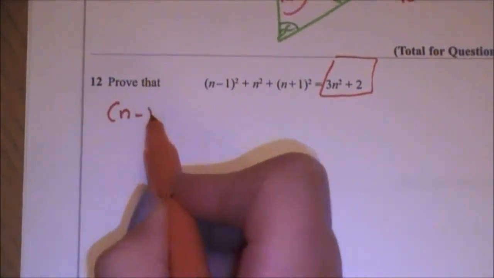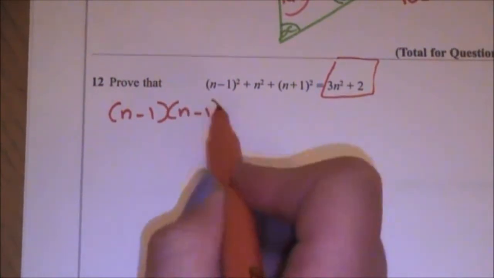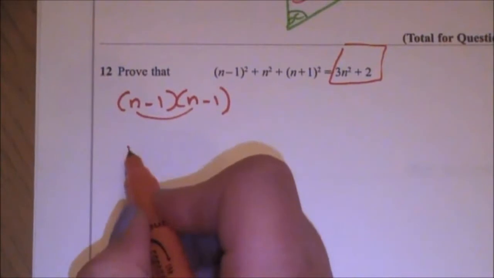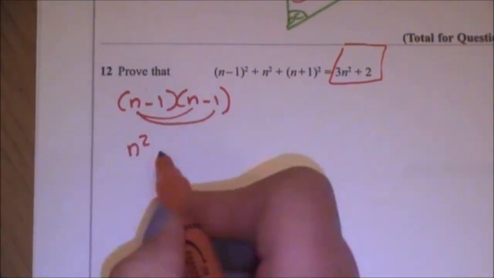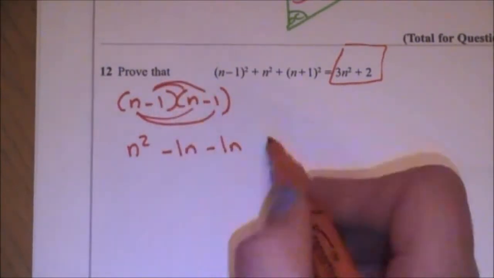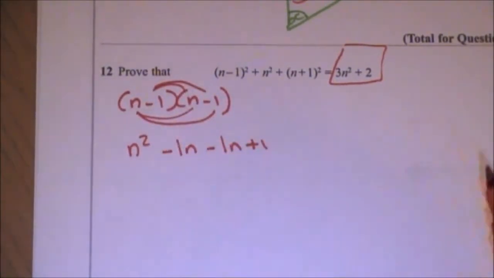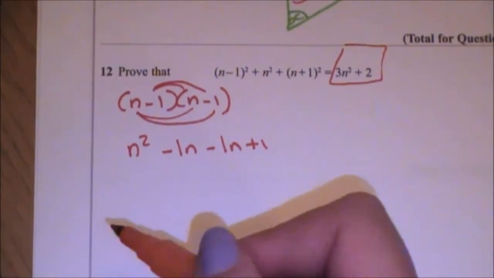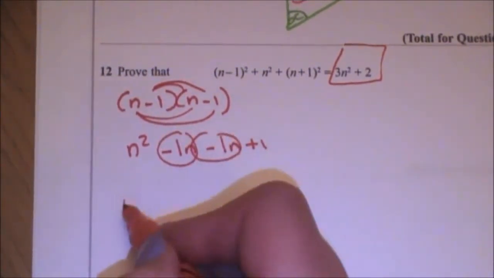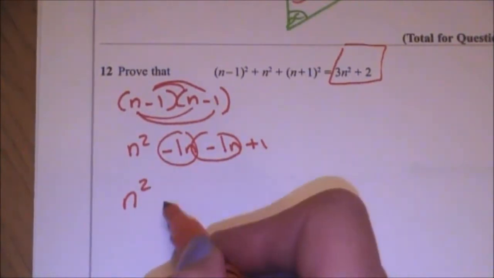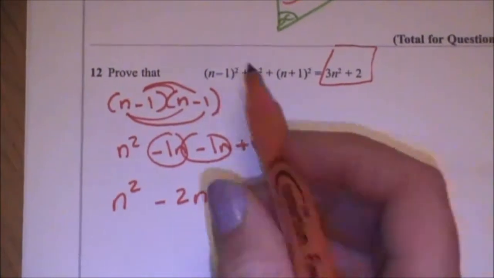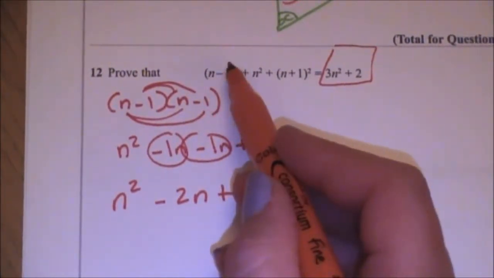So that would be (n - 1)(n - 1). I'm going to expand now. N times n is n squared, negative 1n, negative 1n, positive 1. Be careful of those double negatives there. So I'm going to collect and simplify this. I've done nothing with that n squared. I've got negative 2n there, and I've got a plus 1. So that's that part dealt with.